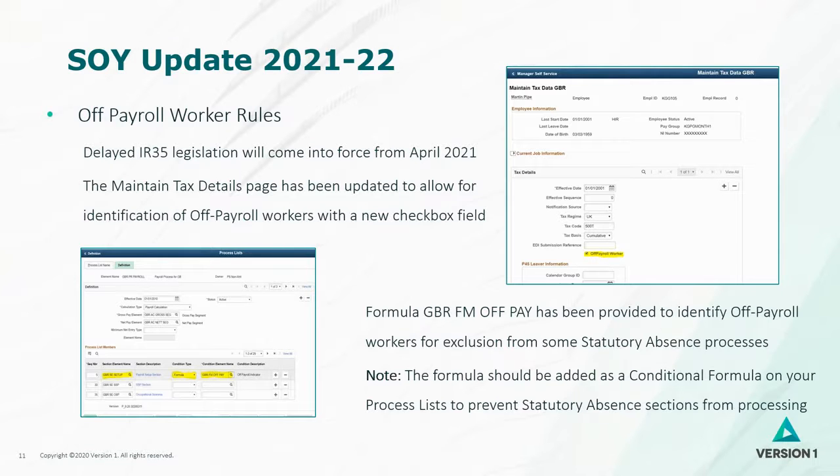Oracle have also delivered a new payroll formula, GBR FM OFFPAY, and this can be used to identify people who are off-payroll workers, because obviously there will be certain parts of the payroll calculation which wouldn't apply to them. A classic example of that being perhaps statutory absences. So the idea is that you can use this formula as a conditional formula on the process list to prevent certain sections from being processed where the person is an off-payroll worker.